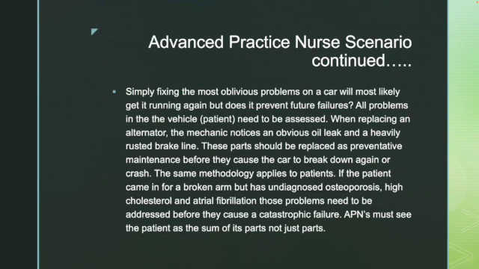The same methodology applies to our patients. If the patient came in with a broken arm but has undiagnosed osteoporosis, high cholesterol, atrial fibrillation, and diabetes, whatever other problems you want to throw in there, they need to be addressed before the patient has a catastrophic failure like a heart attack or goes into DKA or has different problems that develop because of the accumulation of small problems here and there. The advanced practice nurse must see the patient as the sum of their parts, not just parts to be replaced or specific organ systems to focus on.